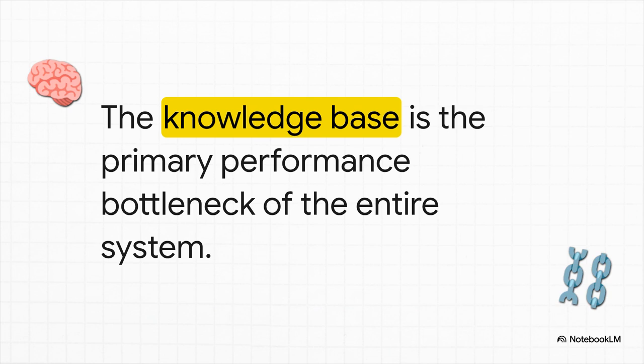So what this really means is that the knowledge base isn't just another component. No, it's the number one performance bottleneck for the entire system. Any little mistake, any bit of sloppiness during that first indexing step, it doesn't just stay there. It cascades. It gets bigger and bigger down the line. Trying to improve your RAG system by just getting a fancier LLM is like trying to fix a crumbling skyscraper by putting a shiny new antenna on top. The foundation is cracked, and it's just not going to work.